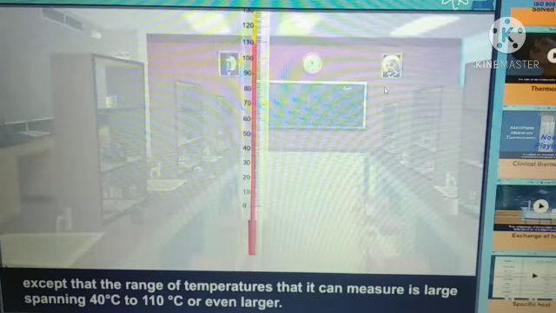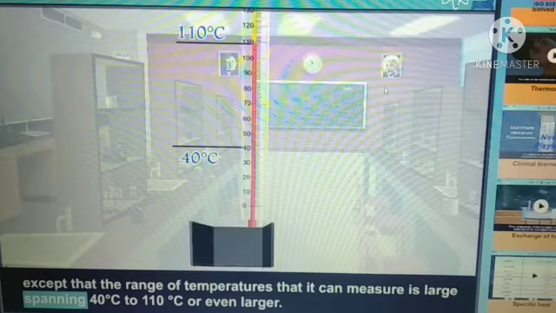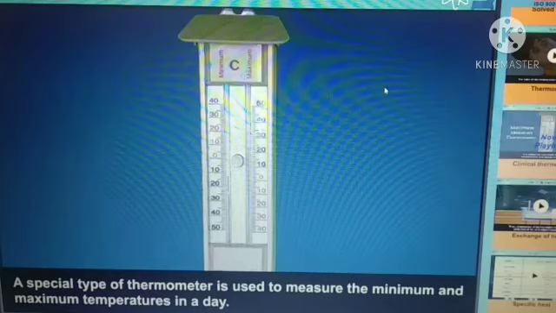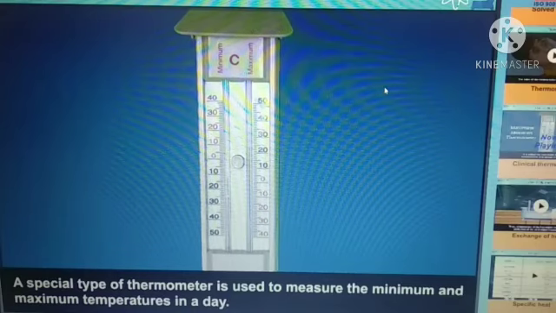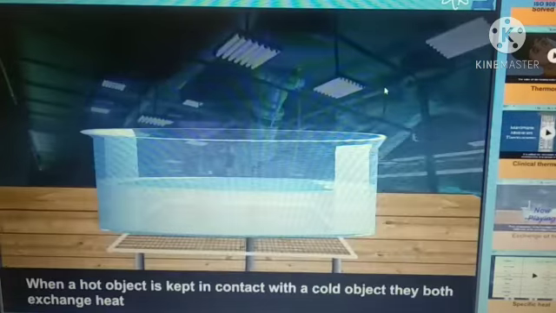The thermometers used in laboratories are similar to the one shown in the figure, except that the range of temperatures that it can measure is large, spanning 40 degrees Celsius to 110 degrees Celsius or even larger. A special type of thermometer is used to measure the minimum and maximum temperature in a day. It is called the maximum minimum thermometer. It is shown in the figure.